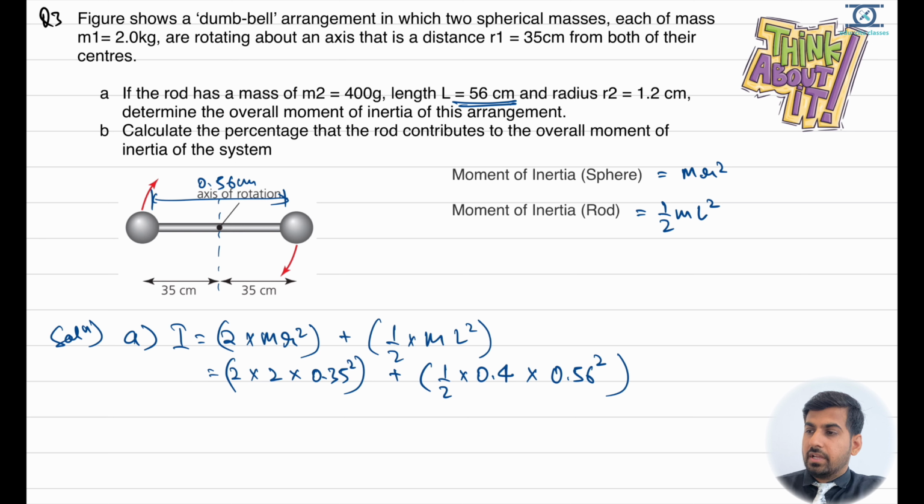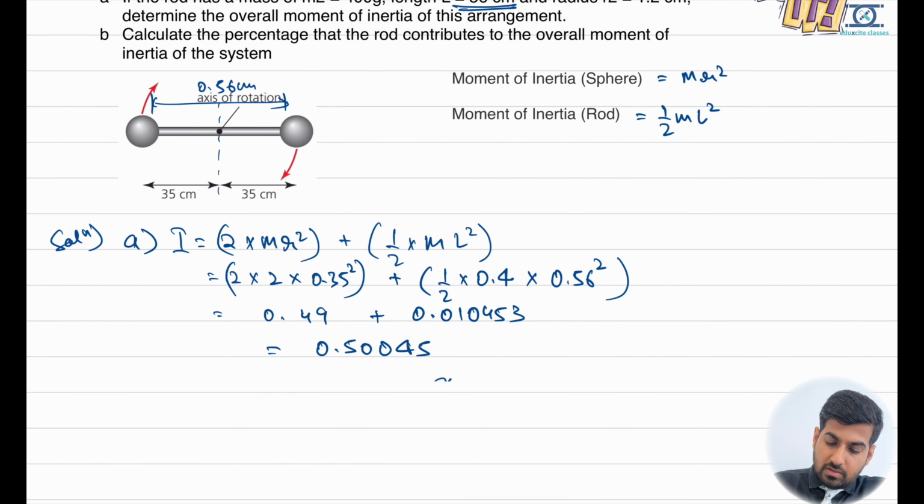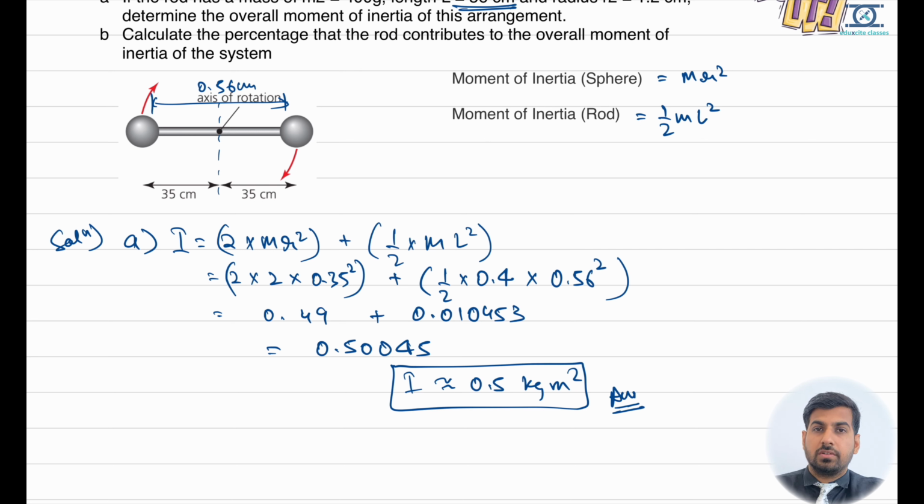I have already done the calculation. When you solve this, it comes out 0.49 plus 0.010453. If you add this, it will be 0.50045. Rounding off, it will be 0.5 kg meter square. So this will be the answer for your part A. You can check it in your calculator.